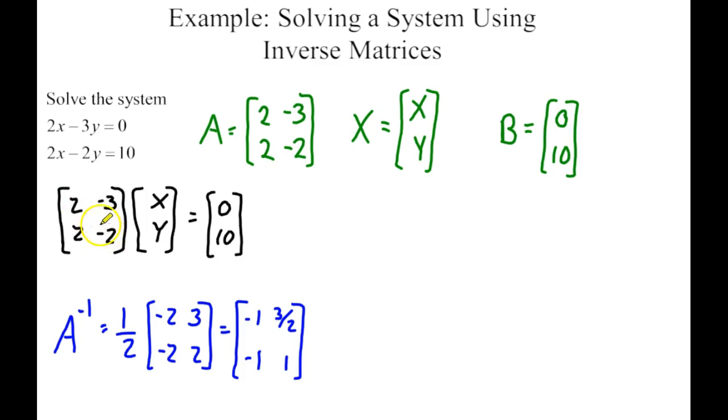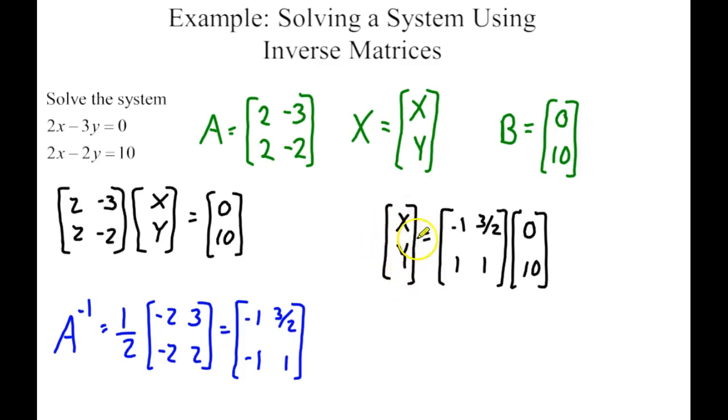We interchange the entries on our main diagonal, so that's why we have a negative 2 and a 2. And then we negate the entries on the other diagonal, which is why we get negative 2 and positive 3. Multiply that scalar through. The inverse of matrix A is negative 1, 3 halves, negative 1, 1. Now we have to multiply this inverse matrix by matrix B. Now we have matrix X isolated by itself. We have our inverse matrix times matrix B. So we have a 2 by 2 multiplied by a 2 by 1, which means the product is going to be a 2 by 1 matrix.